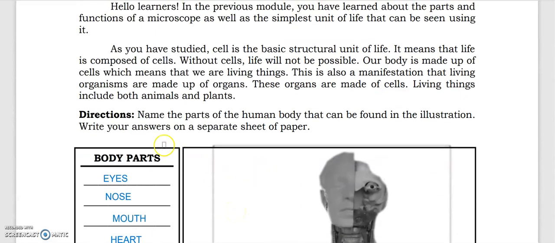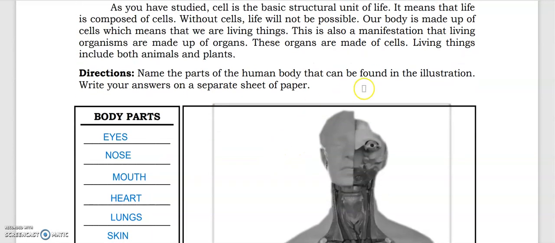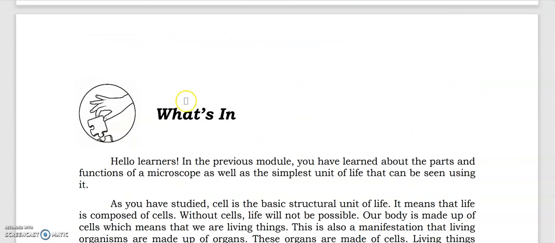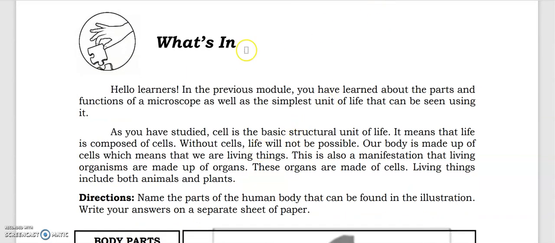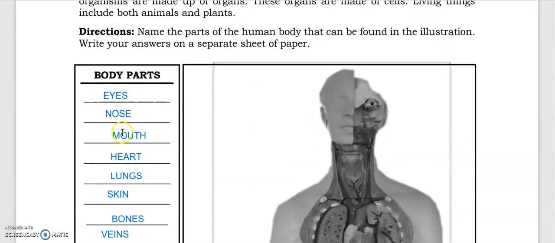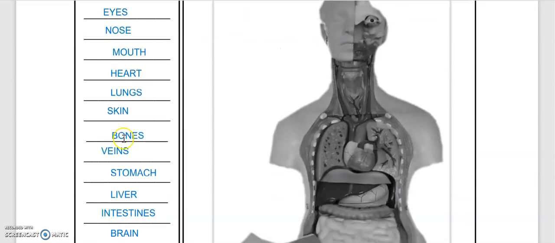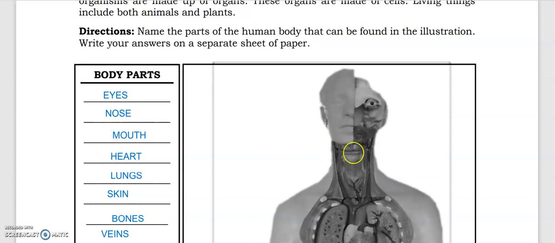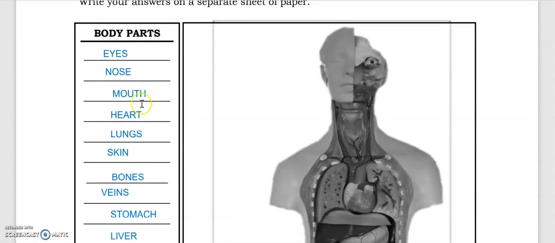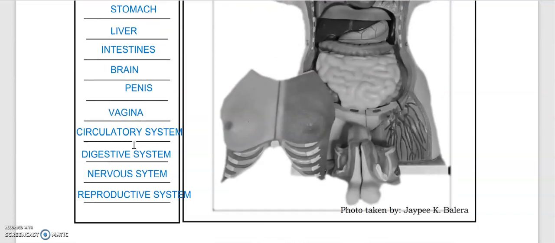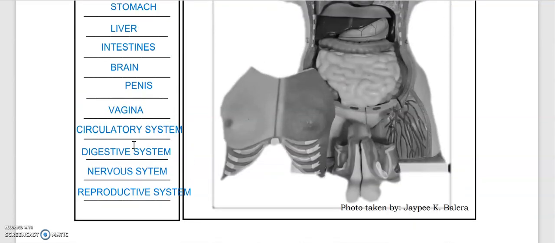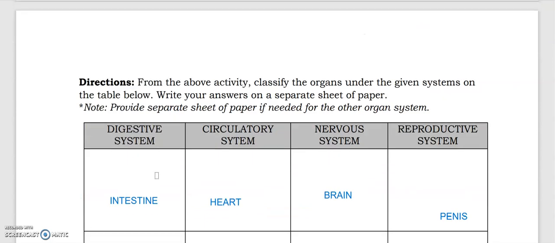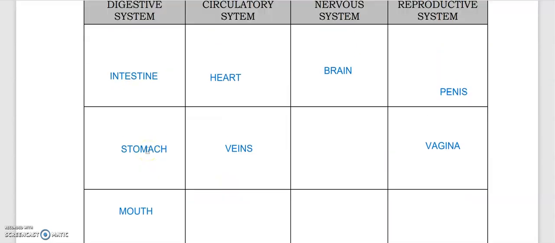Alright, so you are asked to name the parts of the human body that can be found in the illustration in this What's In portion. I have already written some of the correct answers, but you can still find a lot more. These are just my examples. You may pause the video to go over the answers. And we're going to group them. These are the groups: digestive system, circulatory system, nervous system, reproductive system.